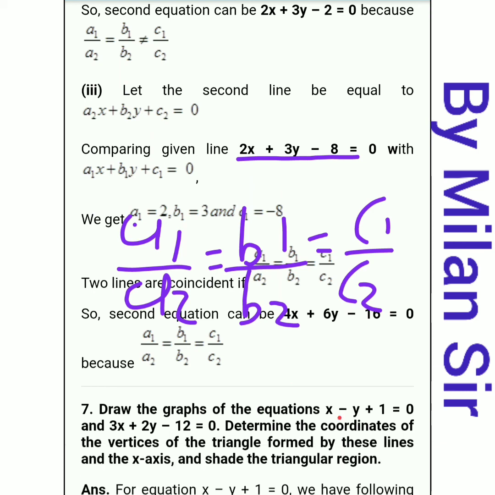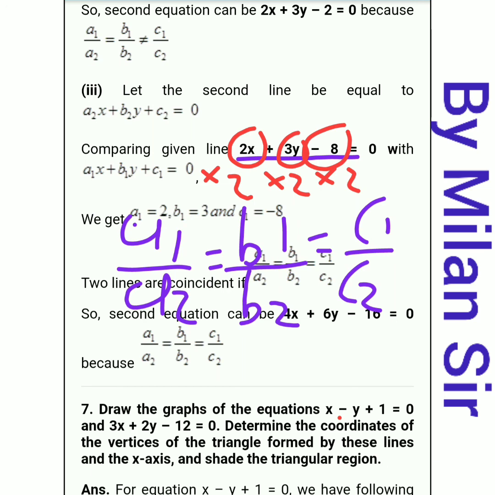So what do I need to do? I need to multiply with the same number. That means if I multiply 2x with 2, then I need to multiply 3y with 2 and I need to multiply minus 8 with 2. If I multiply with the same number, then I get the same ratio. Here I select 2, right? You can select any number, like 8, 15, whatever you want, but I just take a simple number.